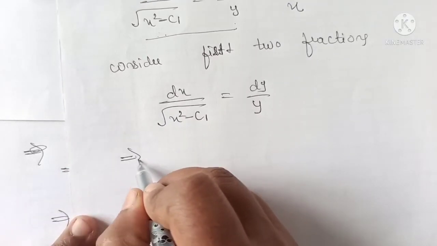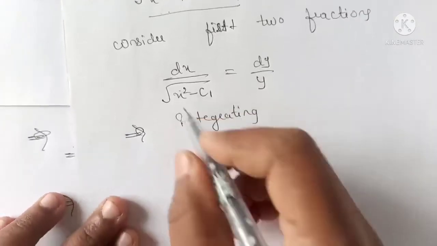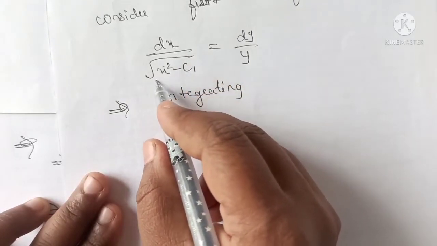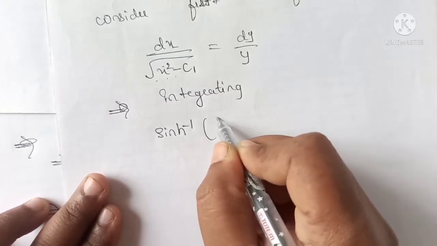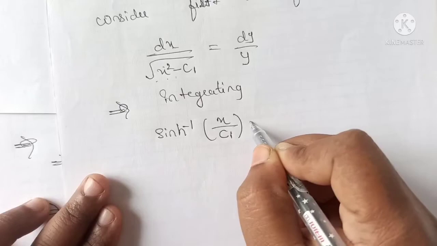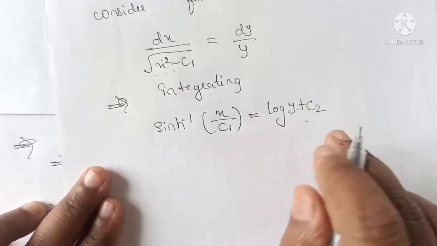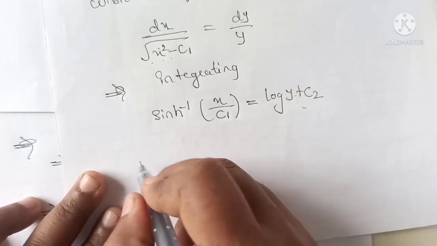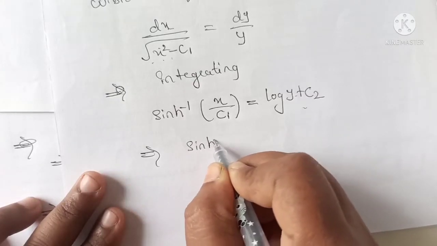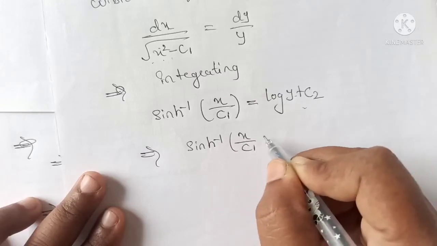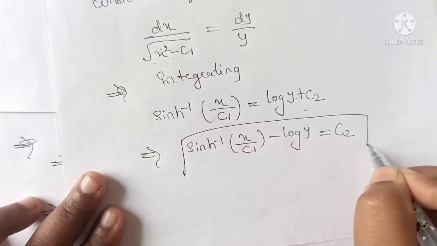So now integrating, we get 1 by root of x square minus c1 integration is sinh inverse of x divided by c1 equals log y plus c2. Integration constant, we choose it as c2. So that sinh inverse of x by c1 minus log of y is equal to c2. So this is the second set of solution.